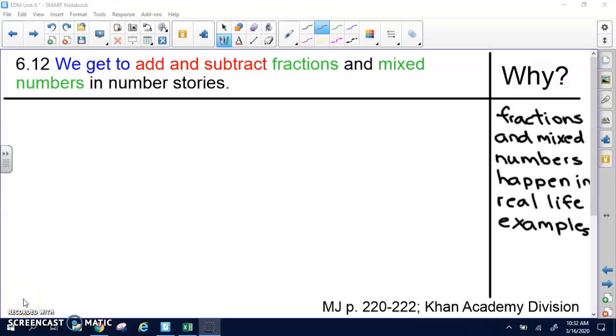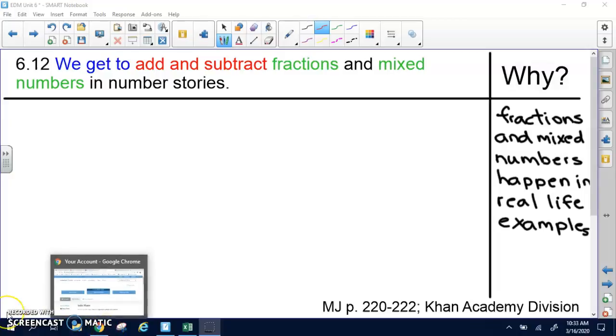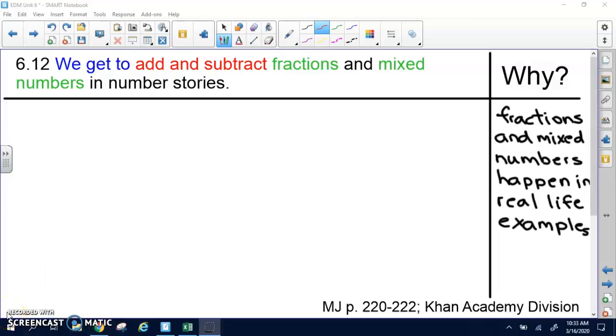Today we're going to do lesson 6.12, where we are adding and subtracting fractions and mixed numbers in number stories. We know this is an important skill because fractions and mixed numbers happen in real life. Today we're going to start with math pages 220 to 222. We're going to do numbers 1 and 2 on page 220. So pause the video and get out your math journals to page 220.